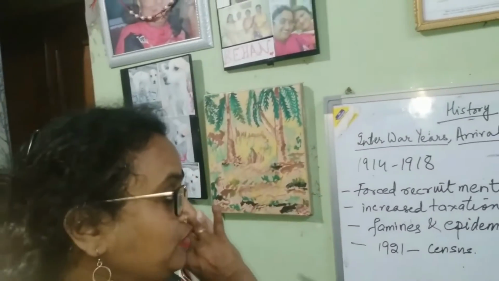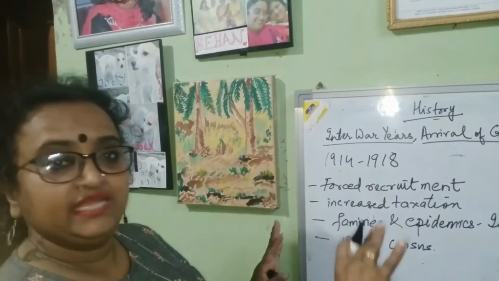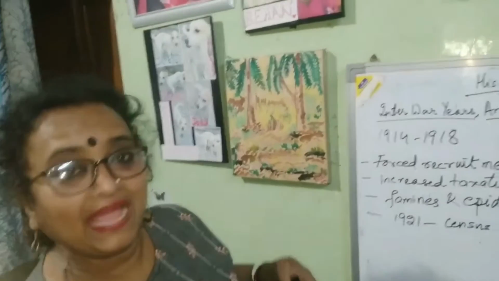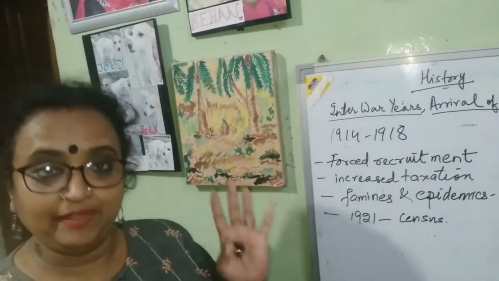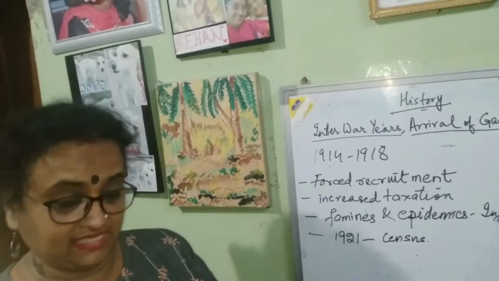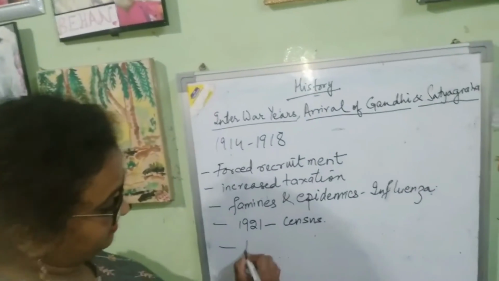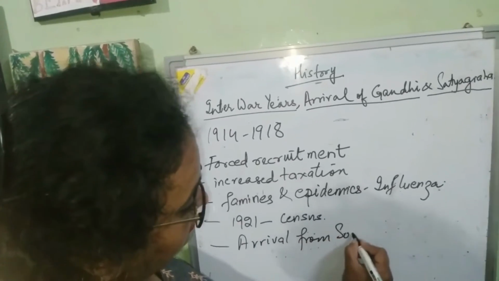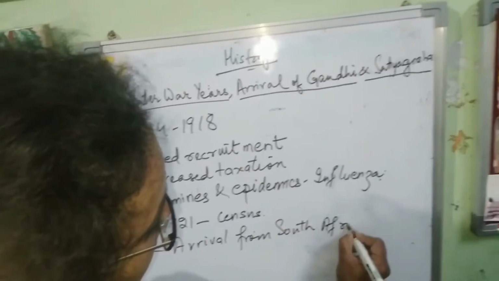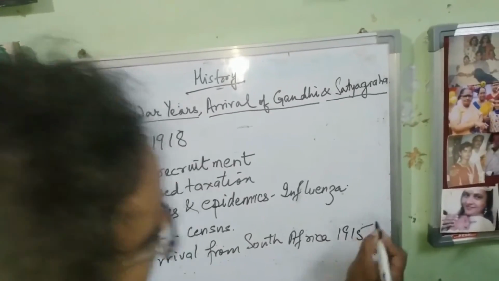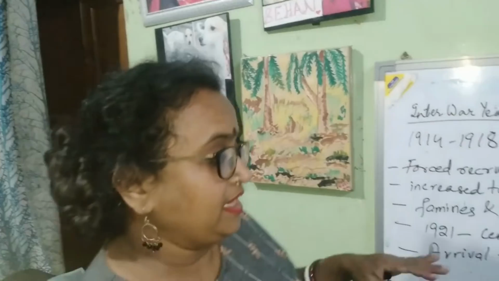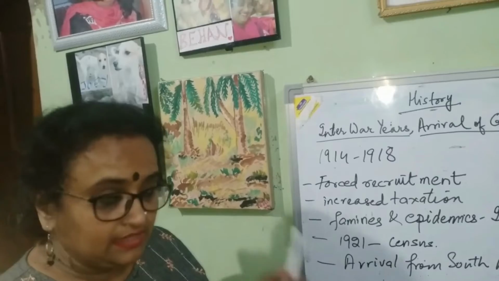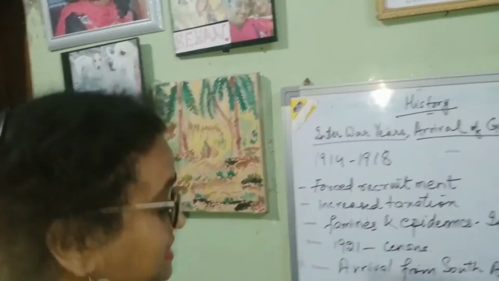Now, during this era of suffering and rage, arrival of Mahatma Gandhi happened. He came back from South Africa, where he had been working as a lawyer. He had faced apartheid. So Gandhiji arrived in India from South Africa in 1915, and he had tested his tools of satyagraha.